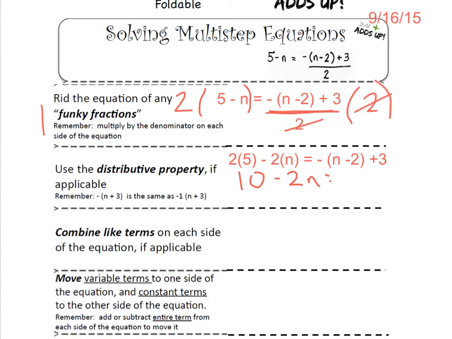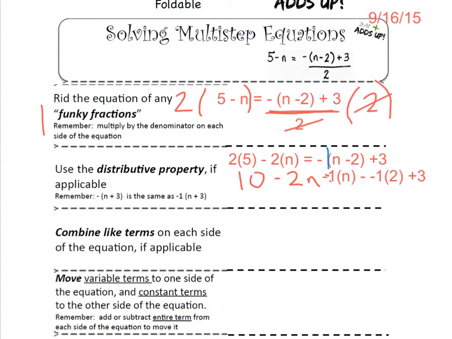negative parentheses n minus 2 plus 3. Now, right here, and let me get the laser. Right here where there's this negative, there's not a number there. But just like in front of this n here, there's an imaginary 1. There's also an imaginary 1 right there. So in blue, I'm going to put a 1. So basically what this means is I'm doing negative 1 times n minus negative 1 times 2.